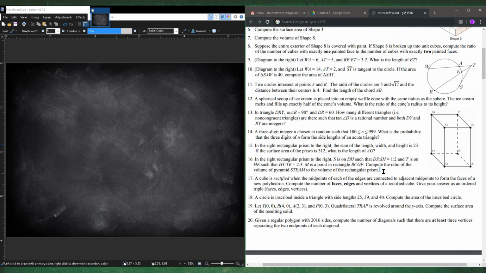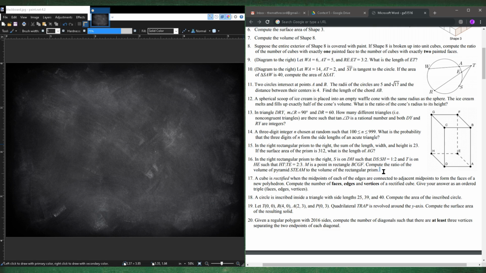Question 12. A spherical scoop of ice cream is placed into an empty waffle cone with the same radius as the sphere. The ice cream melts and fills exactly half of the cone's volume. What is the ratio of the cone's radius to its height?